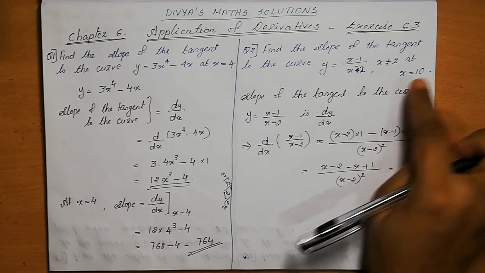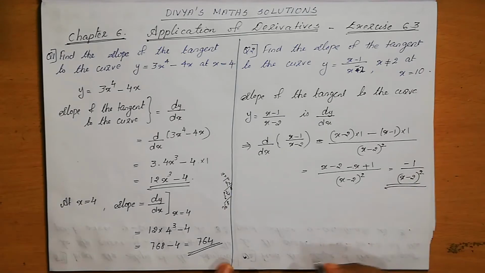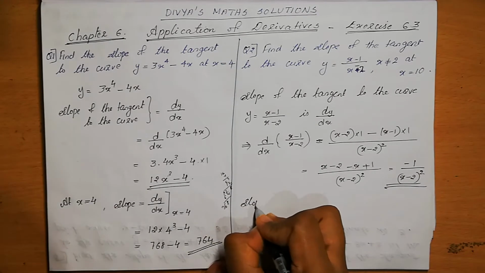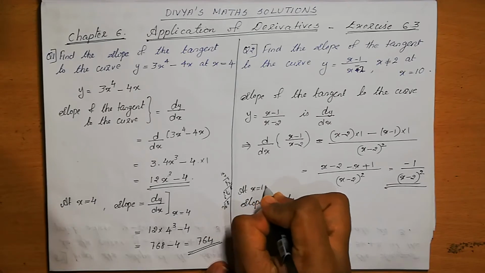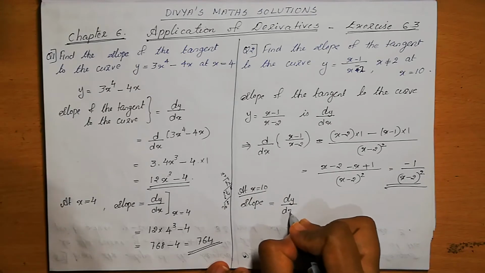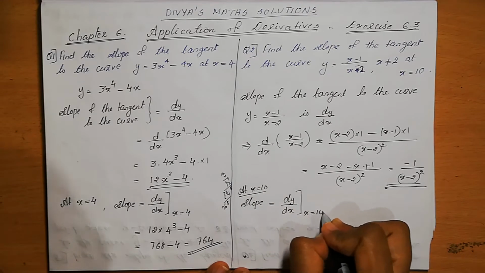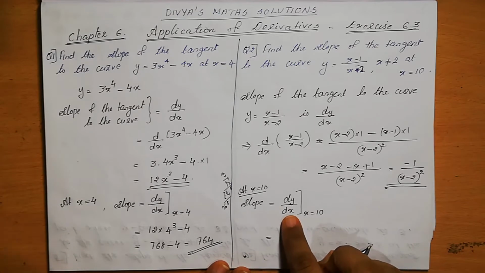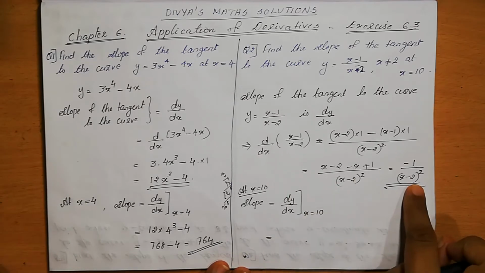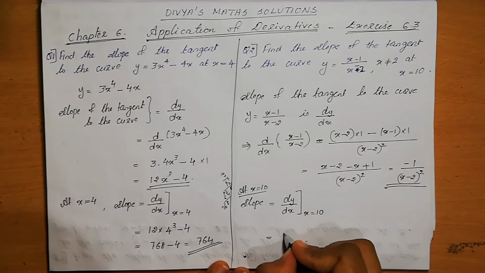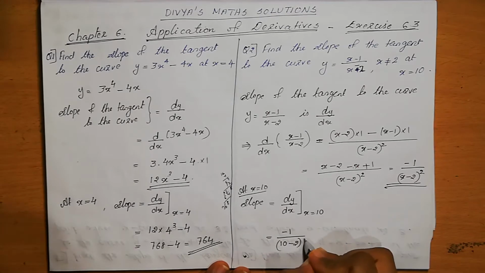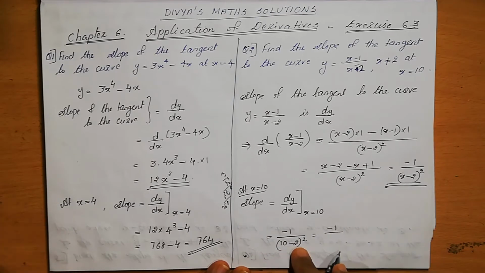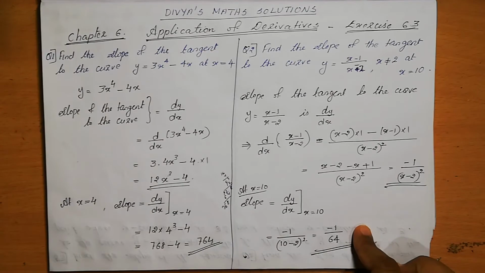Next we need to find at x equal to 10, we need to find the slope. Slope equal to dy by dx at x equal to 10. What is the value of dy by dx? Instead of x, what we need to substitute? 10 we need to substitute. That means minus 1 by 10 minus 2 the whole square. 10 minus 2 is 8. 8 square is 64. Minus 1 by 64 is the slope at x equal to 10.